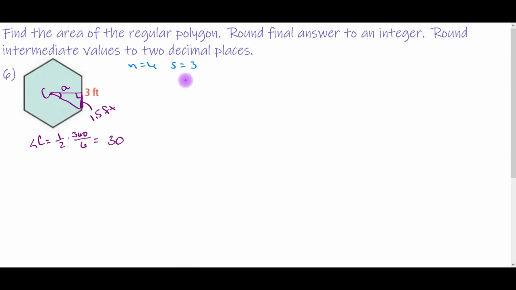Again, that was all the information that I was given. So we have two choices here. We can either find the apothem measure, or we can find the radius measure. So I'm going to show both ways, and it would be completely up to you which method you would want to use.